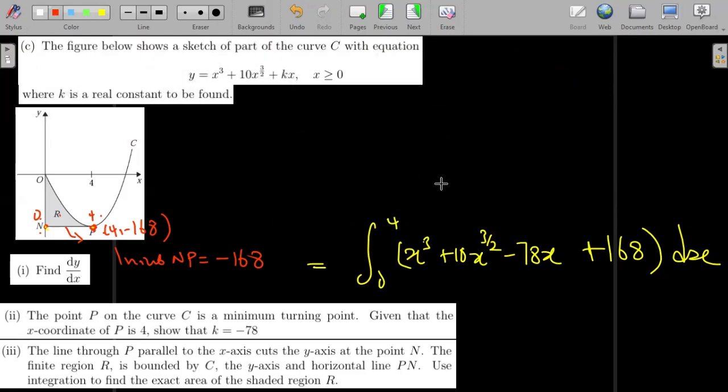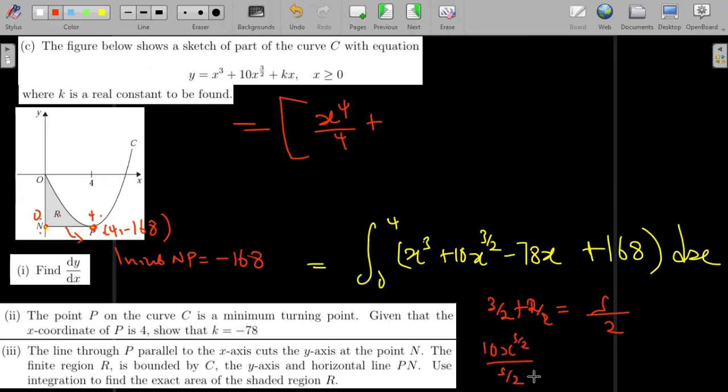Okay, so now let's integrate this. We're going to have x to the power 4 over 4 plus, here it will be 10x, so power plus 1. What are we going to get? 3 over 2 plus 1 is the same as 5 over 2. So the new power here will be 5 over 2, and then we divide by that same new power. So it will be 10x to the power 5 over 2 divided by 5 over 2. This is the scenario that we're going to have there.